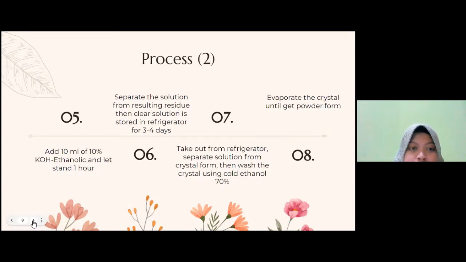Then we add 10 milliliters of 10% ethanolic potassium hydroxide and let it stand for 1 hour, and then we separate the solution from the resulting residue. Then the clear solution is stored in the refrigerator for 3 to 4 days. Then we take it out from the refrigerator, separate the solution from the crystal form, and wash the crystal using cold 70% ethanol. The last step is we evaporate the crystal until we get the powder form.